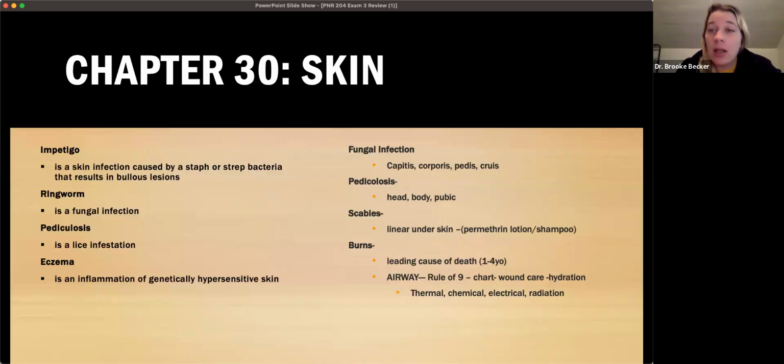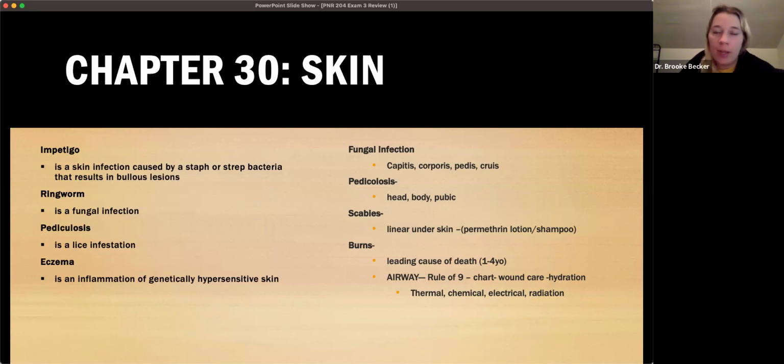Scabies. So this is a linear rash that's under the skin, really intense itching at night, okay? Most commonly like between the fingers, between the toes, armpits, groin, okay? But your key for scabies is really intense itching at night. They're going to need permethrin lotion, okay, which is a parasitic lotion, and then also shampoo. Okay.